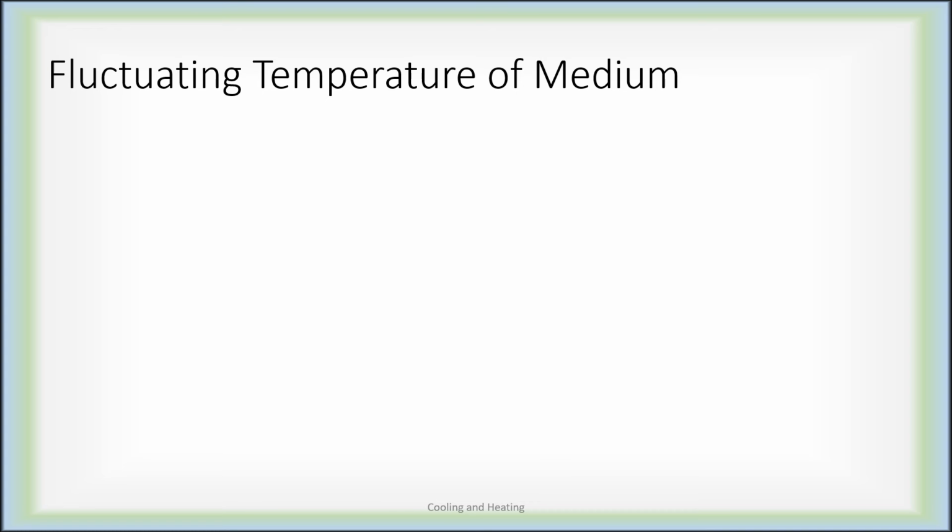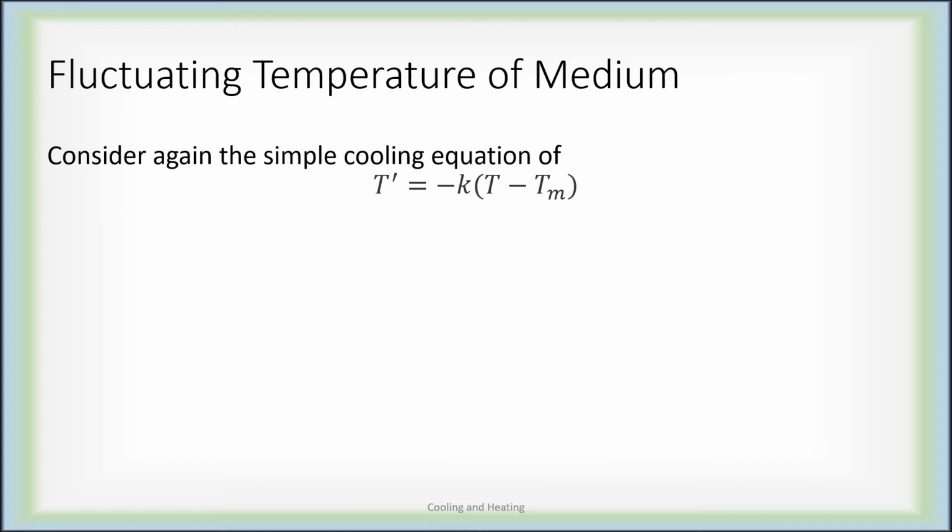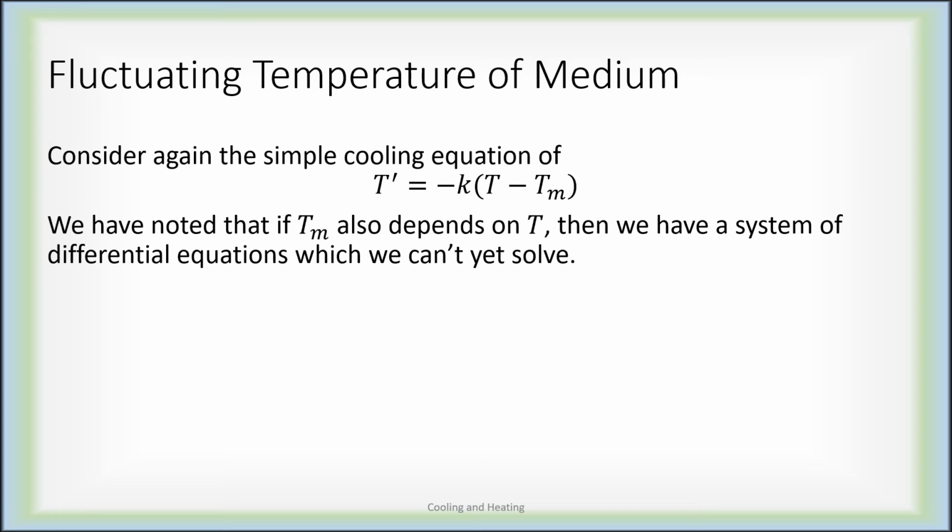Now let's return to the problem of thinking, what happens if the temperature of the medium is fluctuating? So let's go back to the simple cooling equation where the derivative of the object's temperature is proportional to the difference between its temperature and that of the medium. Okay, so there's no constant heat generation term being added here. Now we already noted that if the temperature of the medium also depends on T, we end up with a system of differential equations, and we don't yet know how to solve that.